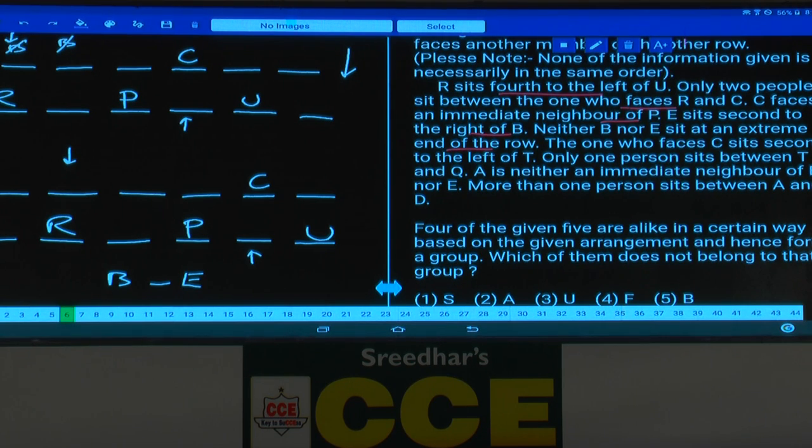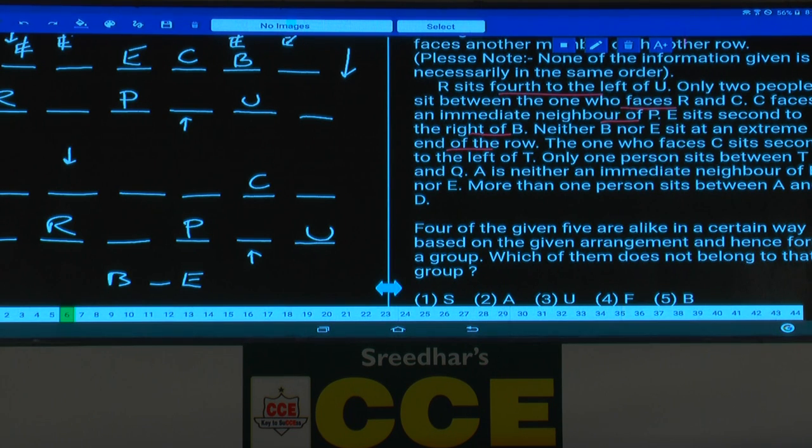Now here, can E be at this place? E cannot be at the end. E cannot be at this place, and E cannot be here as well, isn't it? Then, can E be at this place, tell me? Now E cannot be here and E cannot be here. Then what is the only possibility left over here? E is here. Now this E sits second to the right of B, and so B must be at this place. Neither B nor E is seated at the extreme end of the row.